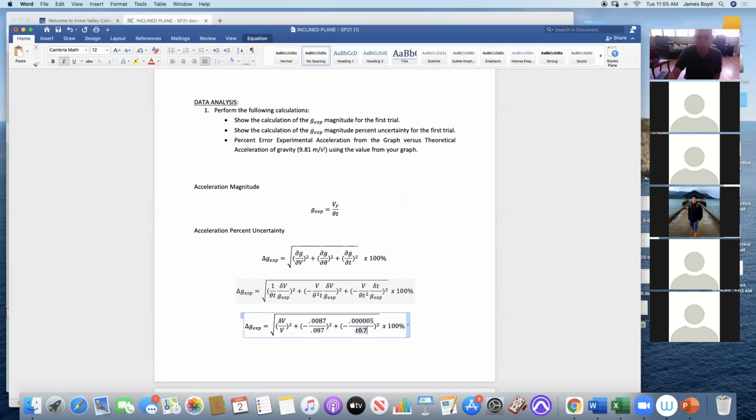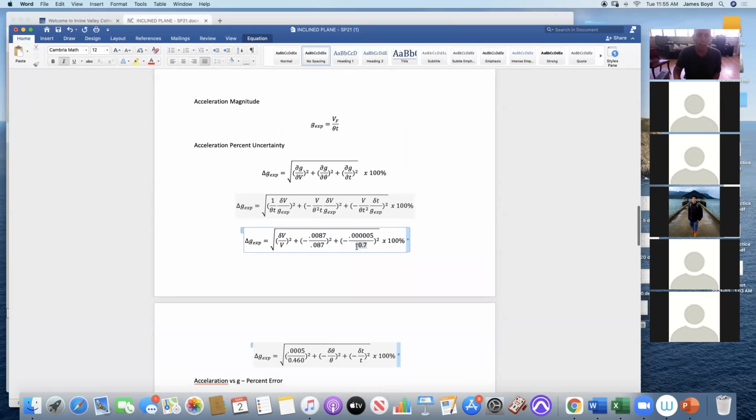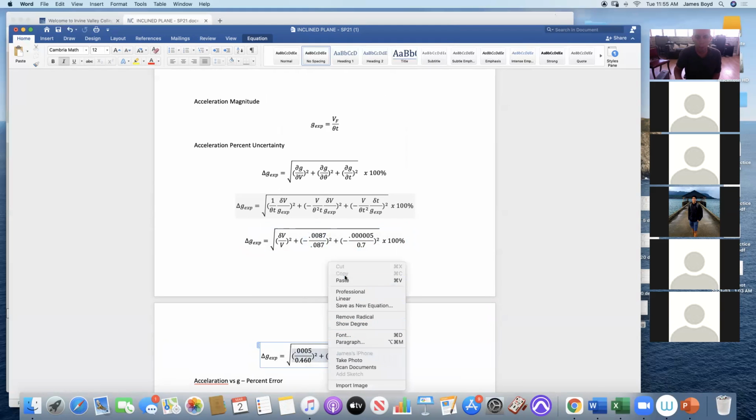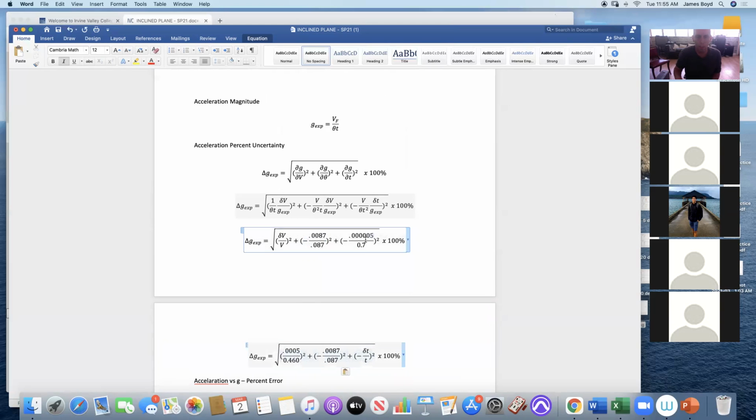And then my delta T was 5 times 10 to the minus 6 over 0.7. Oh, and I just wrote that up here and I shouldn't have, but okay. Copy. Paste. And so you can just plug those numbers in here. I shouldn't have plugged them in here, but I'm not going to go back and fix it.